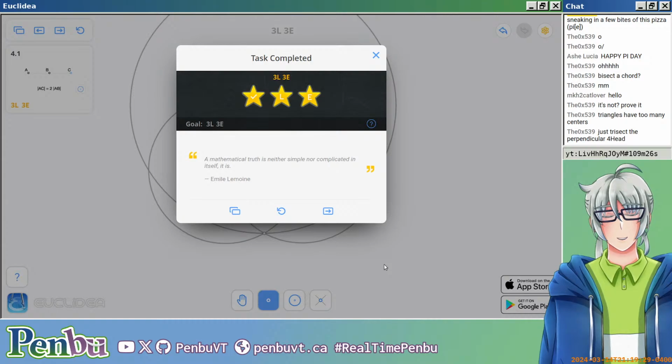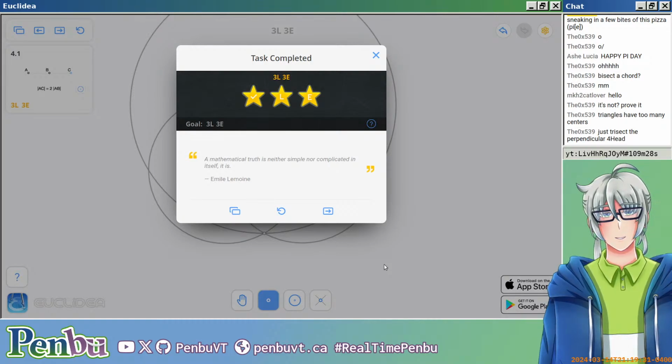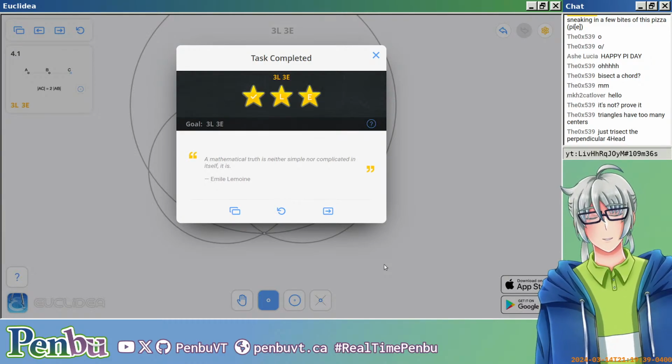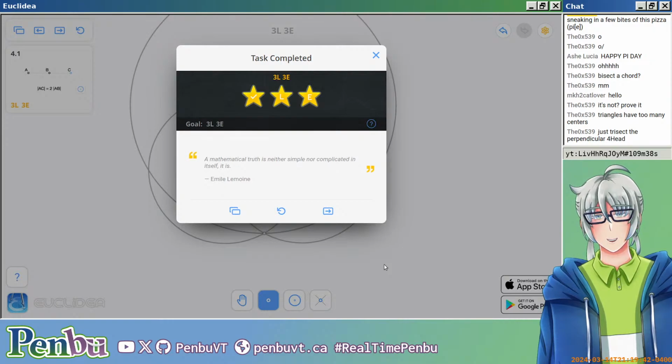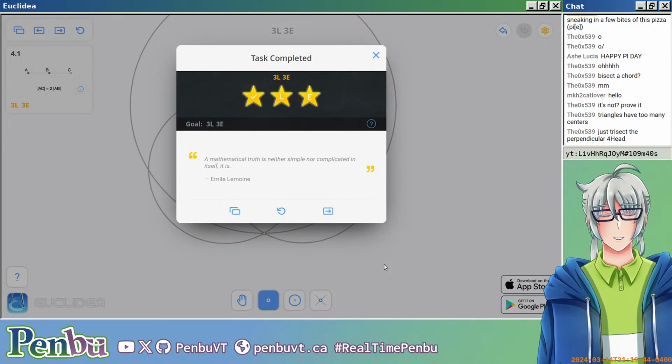A mathematical truth is neither simple nor complicated in itself. It is. I don't think I understand this quote. A mathematical truth is neither simple nor complicated in itself. It is. Oh, no, I still don't get it.